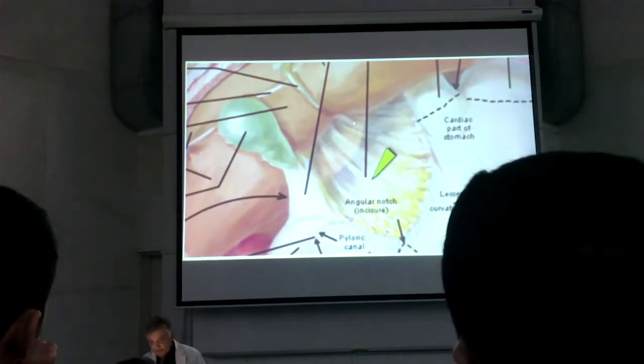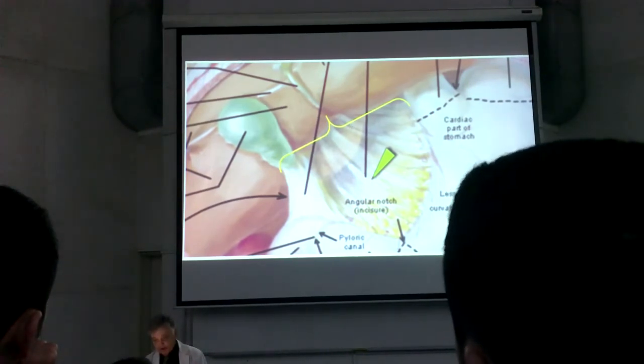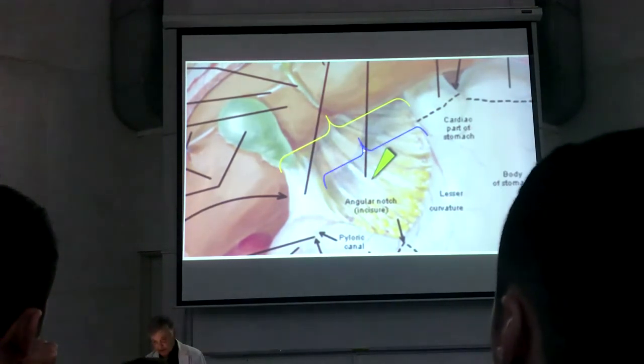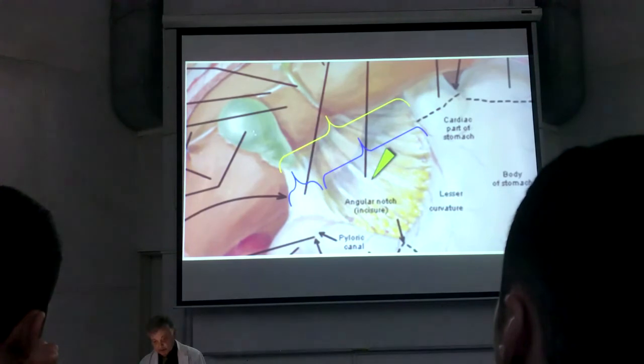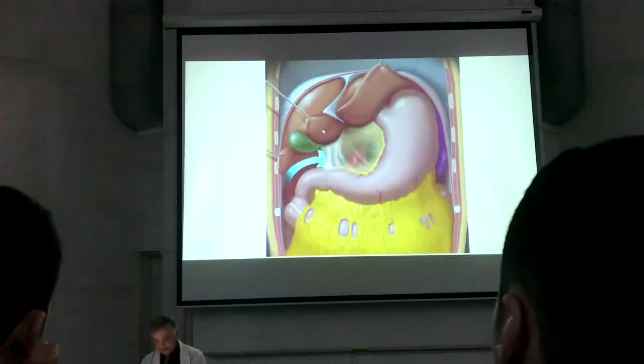This lesser omentum is made really of two parts. It is between the stomach and the liver. This is two layers of peritoneum, the proper lesser omentum, and this is what is called hepatoduodenal ligament. This is the hepatoduodenal ligament, which makes the anterior part of foramen of Winslow that goes into the lesser sac.